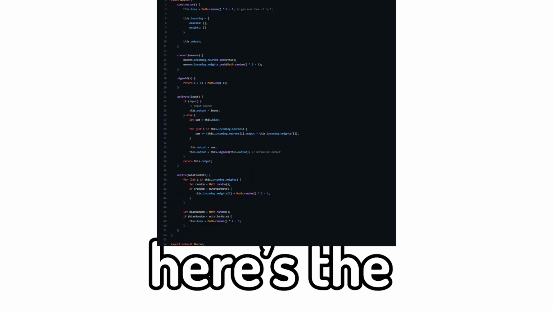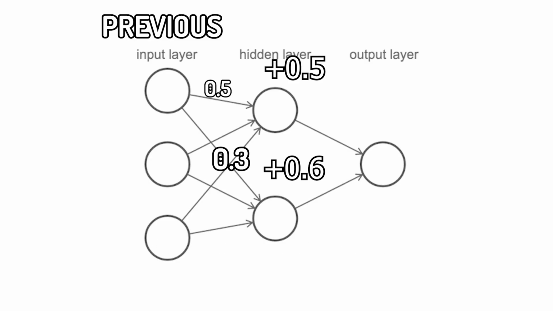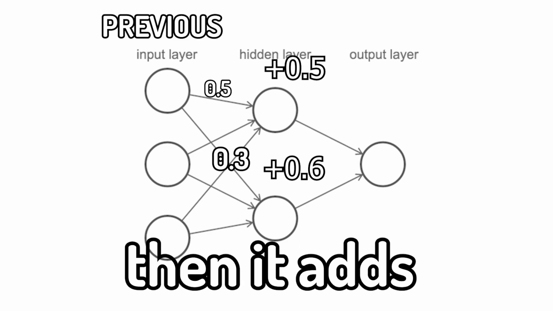Okay, anyways, here's the code I wrote for a neuron. Essentially what it does is, it accepts multiple inputs from previous neurons, then it multiplies it by a number called the weight. Then it adds it by a number called the bias. How neural networks learn is it edits these weights and biases.